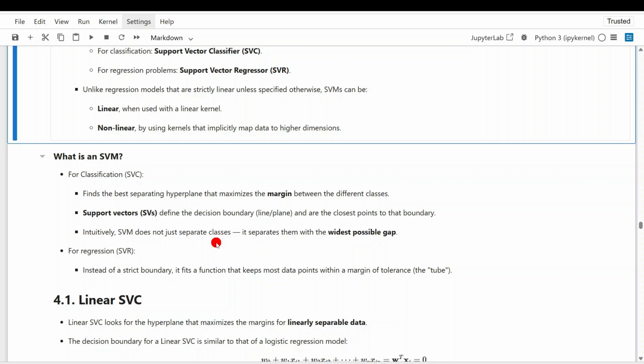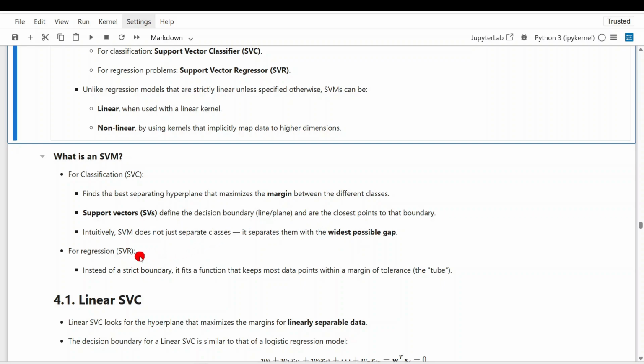So in logistic regression, the aim is to separate the classes. But when you come to a support vector machine, or specifically a support vector classifier, the aim is not only separating the classes, but separating the classes with the widest possible gap, or the maximum possible gap between the different classes. So it does not simply separate the classes, but rather it separates the classes provided that there is a maximum possible gap between them.